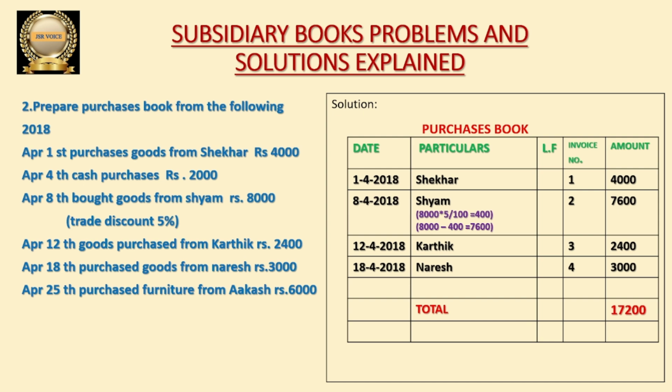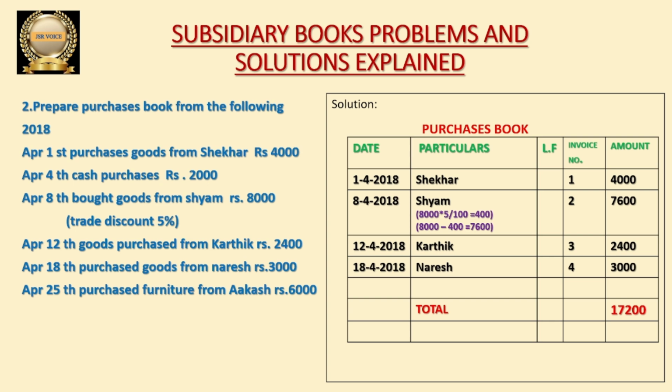April 1st, 2018, purchased goods from Shaker. So business is purchasing goods from Shaker, rupees 4,000. Purchasing goods only, name of the person Shaker is given, and they did not use the word cash, means it is not cash purchases, it is credit purchases only. So it is satisfying all the three conditions, you can record in the purchase book.